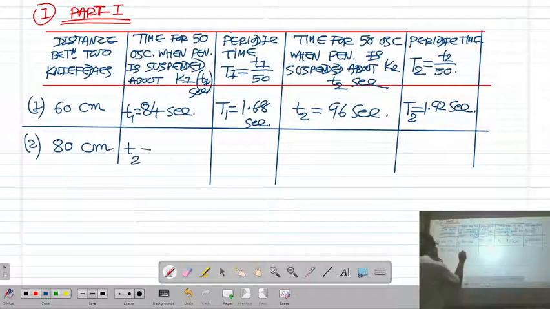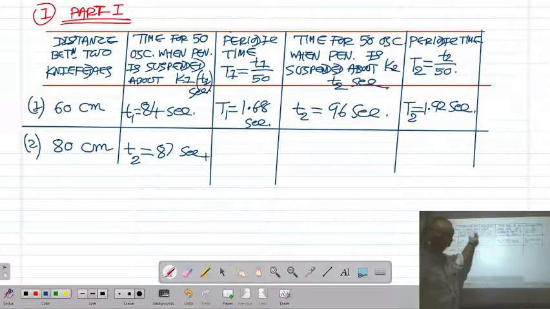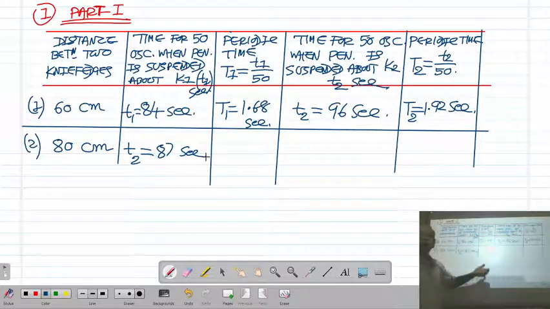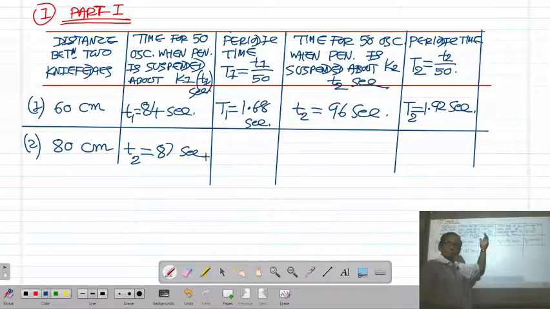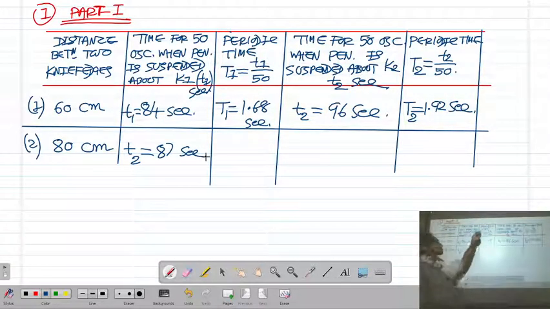Suppose it is 87 seconds. Suspend the pendulum about knife edge K1 after adjusting the distance between K1 and K2 knives to 80 centimeters. Suspend the pendulum about knife edge K1, which is near to the wooden block. Measure the time for 50 oscillations. Suppose it is 87 seconds.